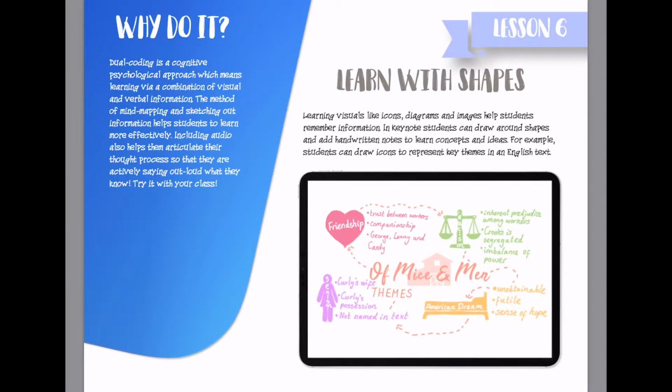So learning visuals like icons, diagrams, and images helps students retain information. And we can do that quite easily in Keynote to represent concepts such as themes in English. This is a great example from Of Mice and Men.